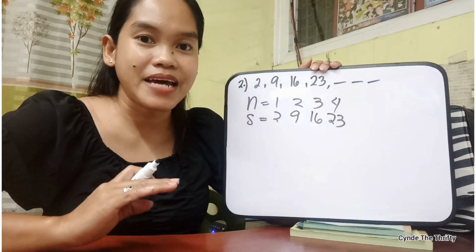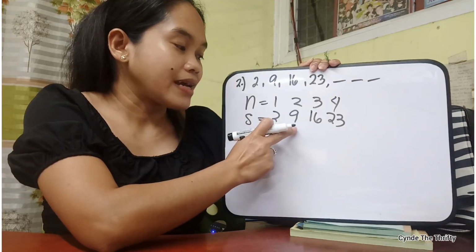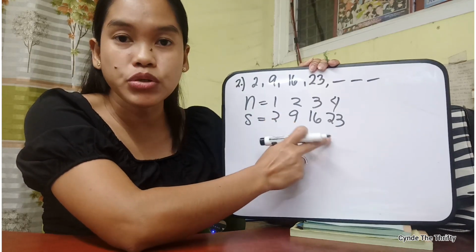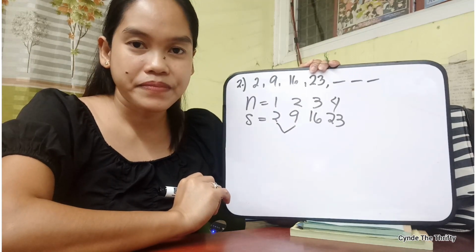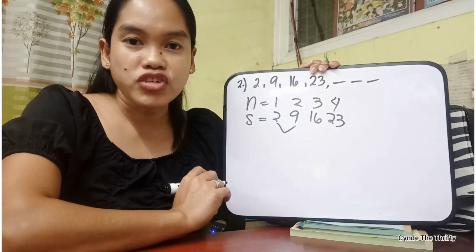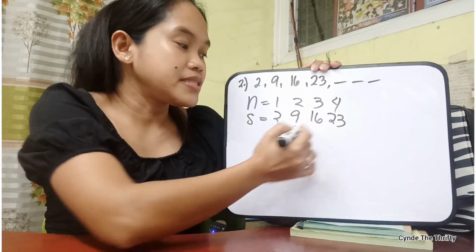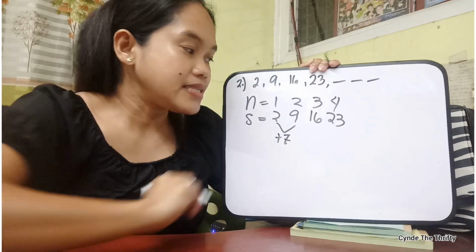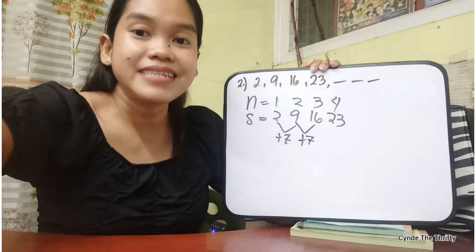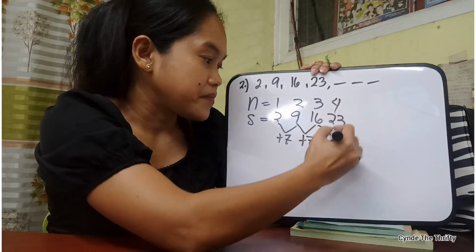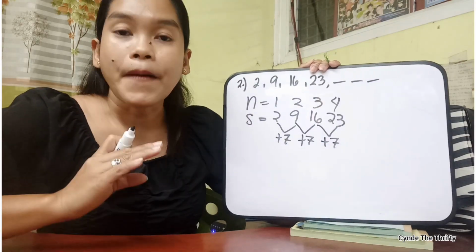Ngayon, ang susunod nating step is hahanapin natin ang difference or ang interval ng first term to second term, second term to third term, and third term to fourth term. From 2 to 9, nag-plus siya ng 7. 9 to 16, nag-add din siya ng 7. And then 16 to 23 nag-add din siya ng 7. So, meron na tayong difference or interval which is plus 7.